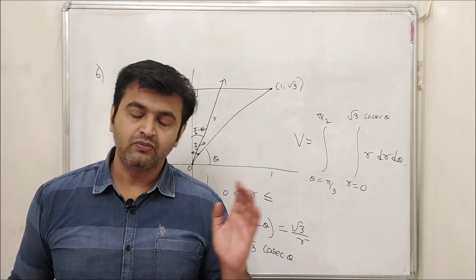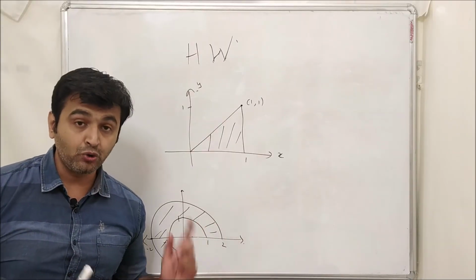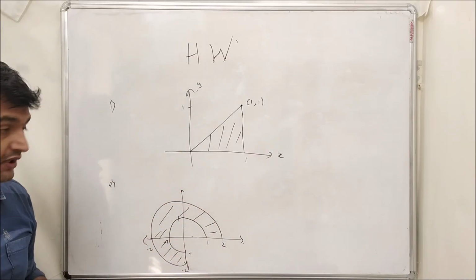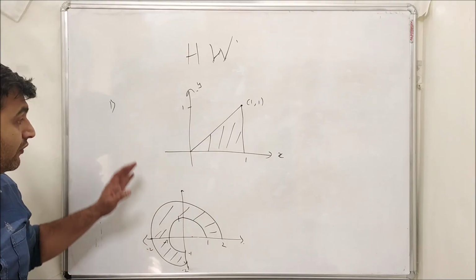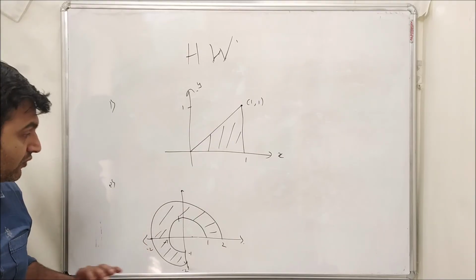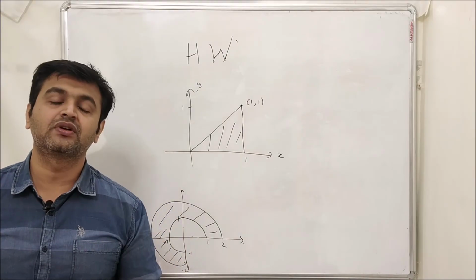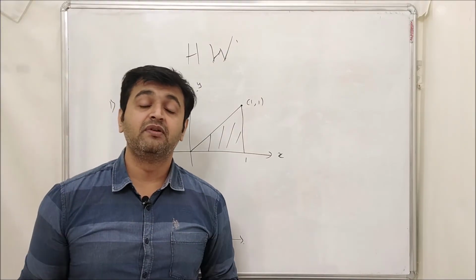Now let me give you some homework problems. Here are the two homework problems, one involving lines and one involving smooth curves. Tell me the limits for both the diagrams. And if you have any other problem which you are facing, you can ask me in the comment section. I will be more than happy to help.